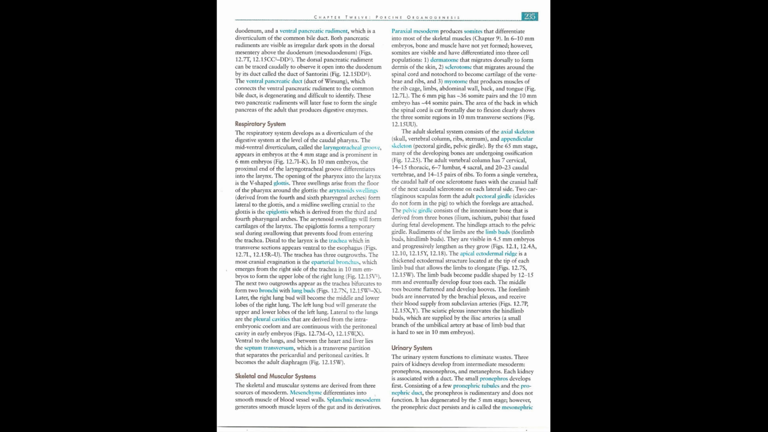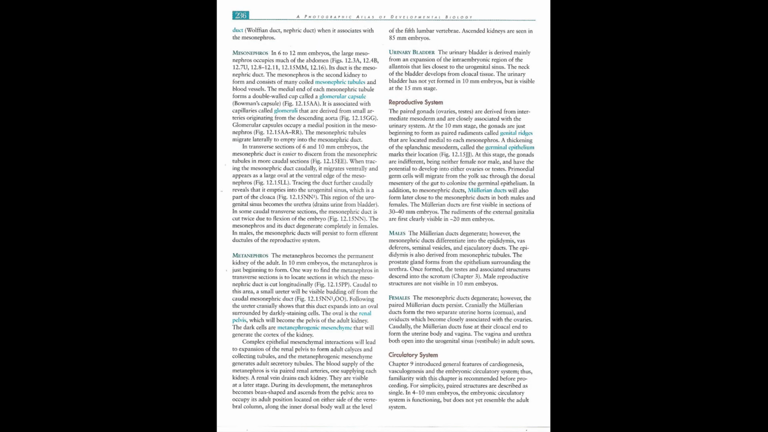Urinary system. The urinary system functions to eliminate wastes. 3 pairs of kidneys develop from intermediate mesoderm: pronephros, mesonephros, and metanephros. Each kidney is associated with a duct. The small pronephros develops first. Consisting of a few pronephric tubules and the pronephric duct, the pronephros is rudimentary and does not function. It has degenerated by the 5 mm stage, however, the pronephric duct persists and is called the mesonephric duct, Wolffian duct, nephric duct, when it associates with the mesonephros.